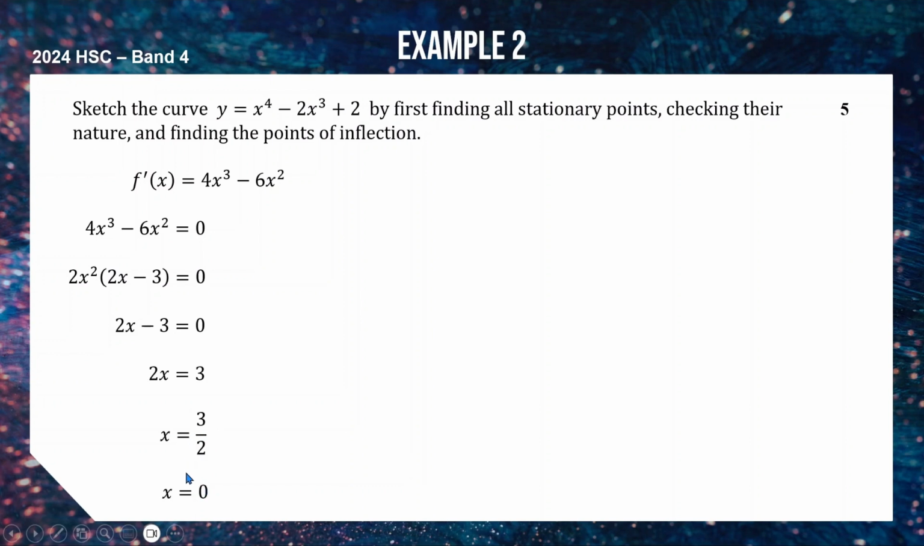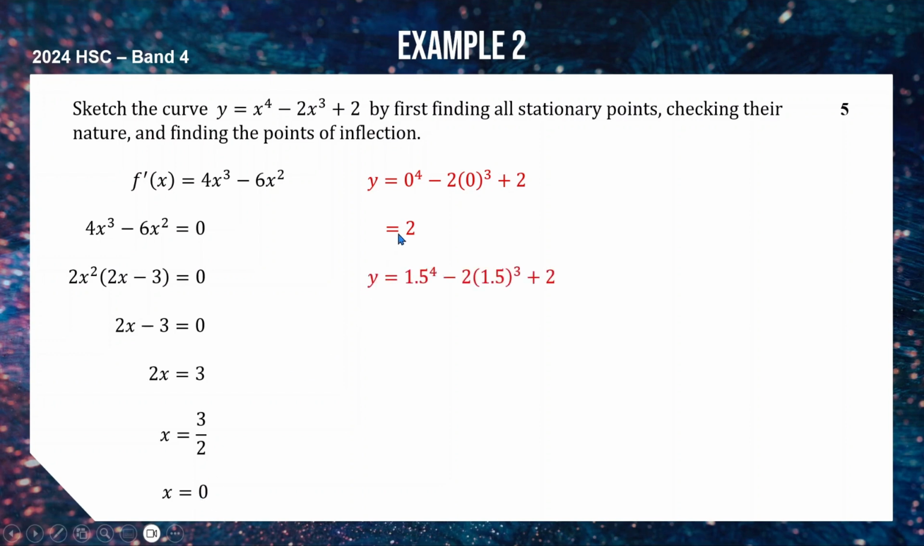Now, once again, we want to classify these points. Before we do that, we should find some y values. Let's chuck x equals 0 into our function. Very easy. We're just going to get 0 minus 0 plus 2, so we get y equals 2. So one of our coordinates is (0, 2). Let's check the other one.